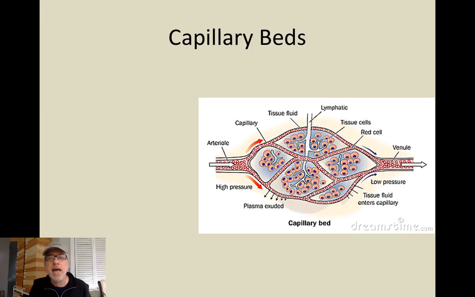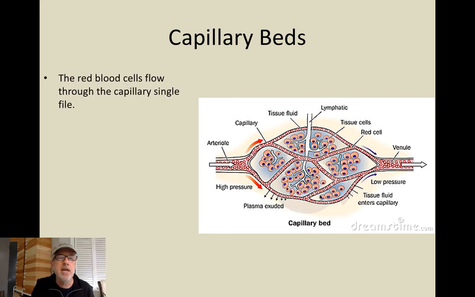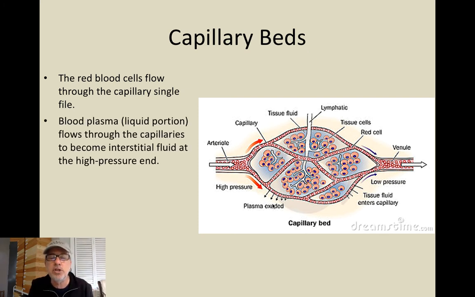Here's another picture of a capillary bed where it's trying to show you some of the cells within. And the interesting thing is the red blood cells, which we'll learn about later, are a type of cell in the blood. They flow through the capillaries single file. And the liquid portion of the blood is called plasma. And at the high pressure end, it actually can leave the blood and flow into the body and be part of the interstitial fluid, that fluid that bathes the cells. And then at the low pressure end, it can re-enter the capillary bed.